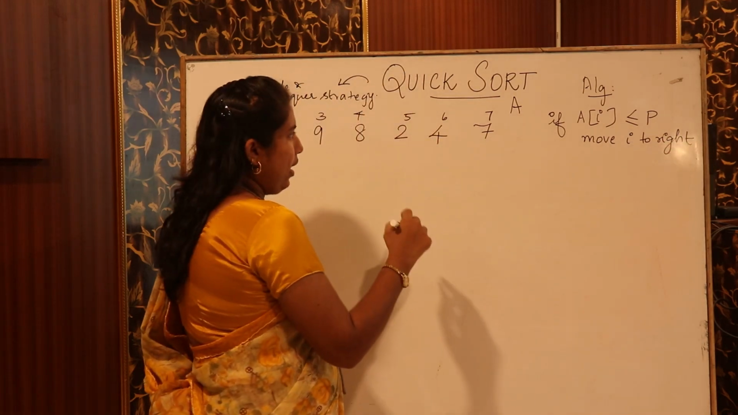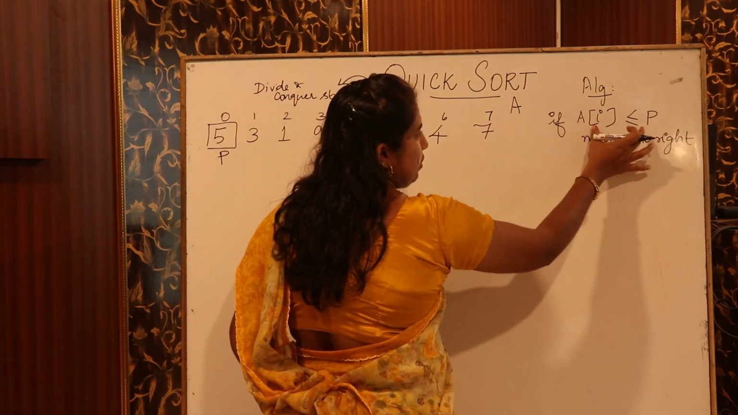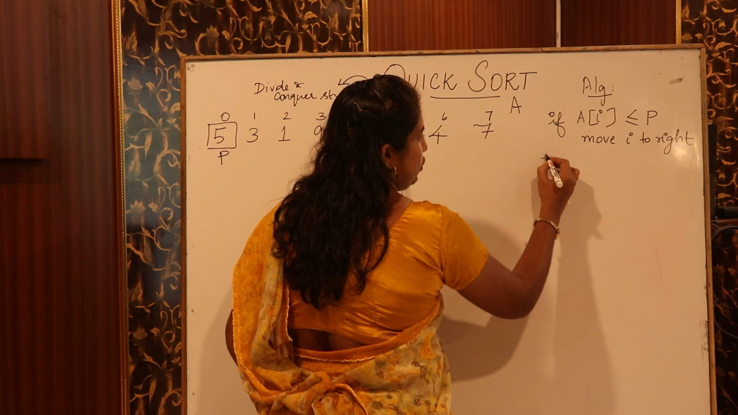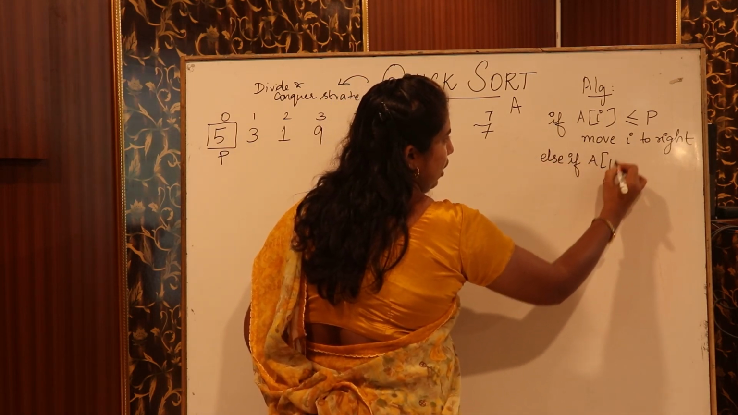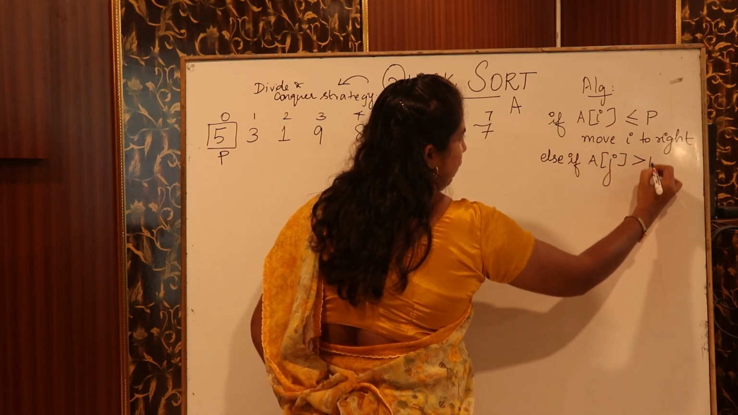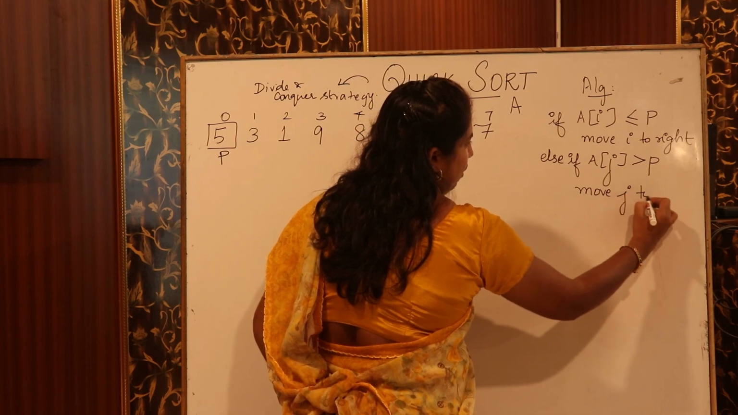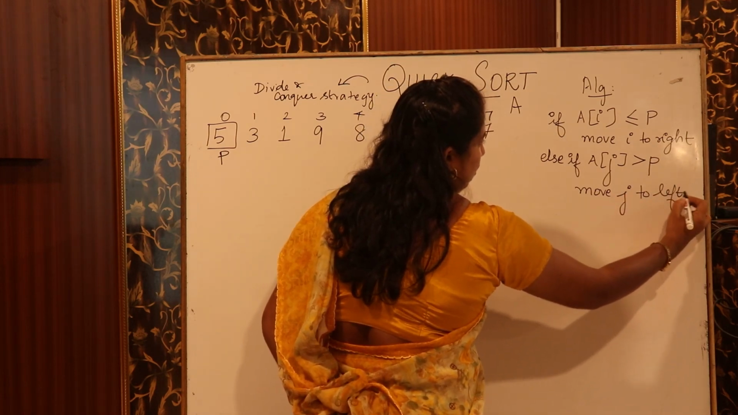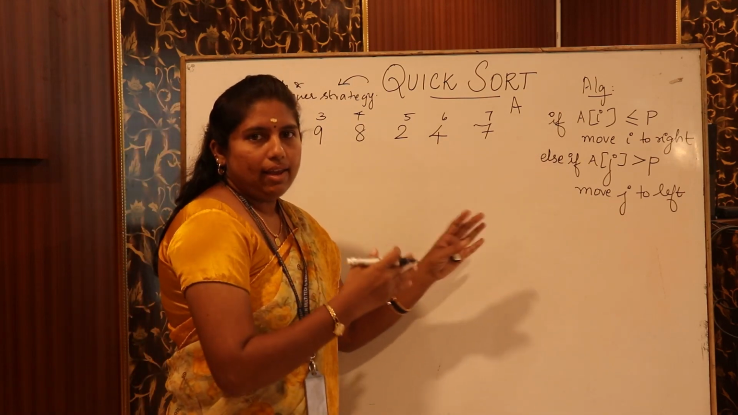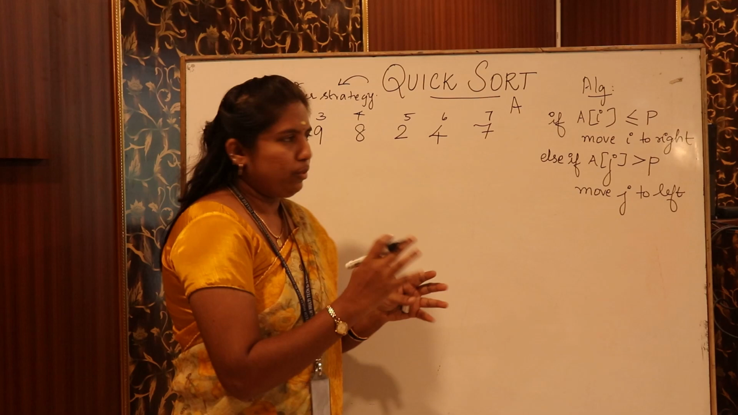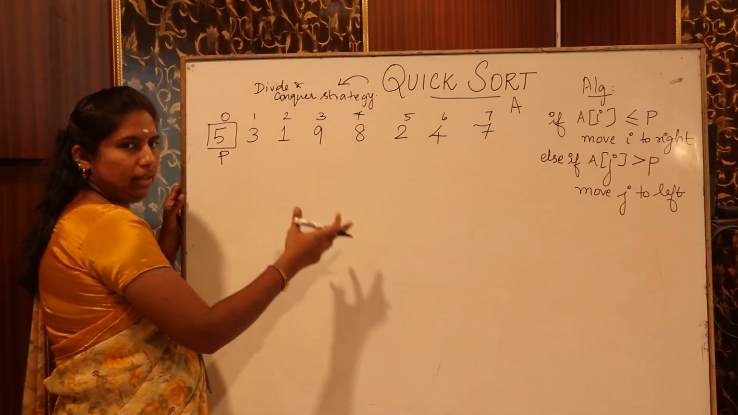And again I am going to use one more pointer called J. If this condition is not correct, I am going to check another condition: else if A of J is greater than pivot, then I will be moving my J pointer to the left. So we are going to repeatedly work on these steps until the I and J pointers come to their appropriate positions. So the algorithm can be simplified with the help of an example.